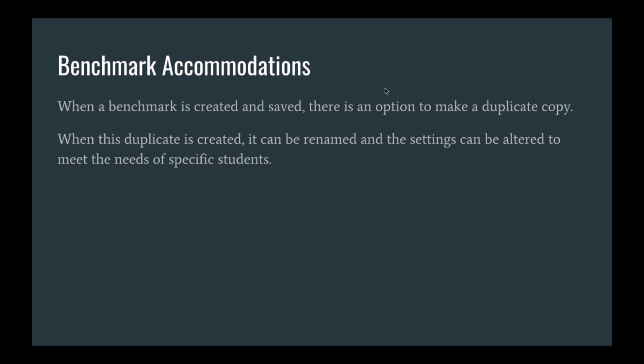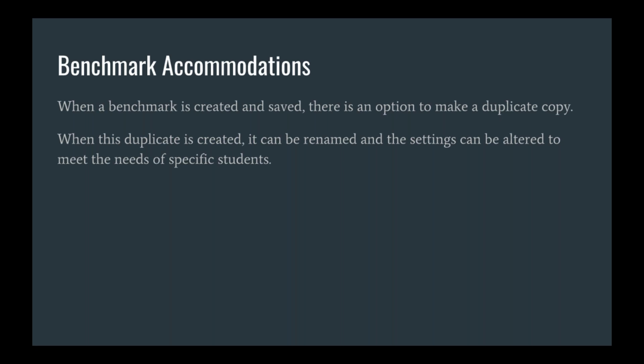When you build a benchmark using USA Test Prep, once it's been created, you do have the ability to make a duplicate copy. And when a duplicate is created, it can be renamed, and the settings can be altered to meet the needs of specific students. So, for example, we could build a benchmark to meet the needs of the majority of the class.